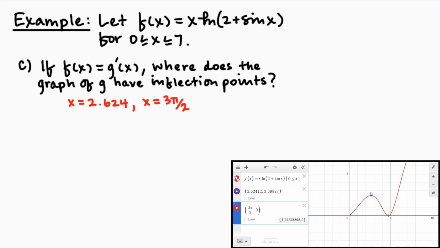Now, when asked about an inflection point, we should always give a reason, and that reason is always going to be the same: the second derivative changes sign.